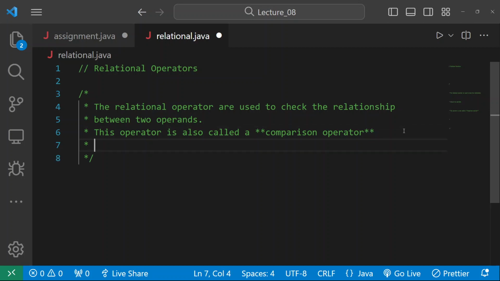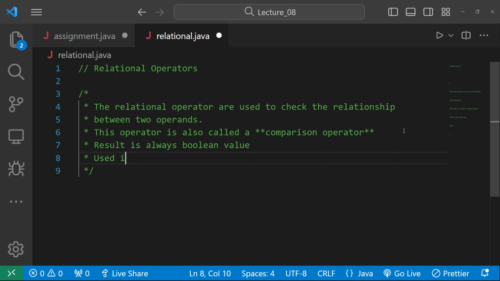So remember, the result of this operator is always a boolean value. Either it will be true or it will be false. And in which statements is this operator used? Most of its uses are in if statements as well as loops. We will see in the future what the if statement and loop are.